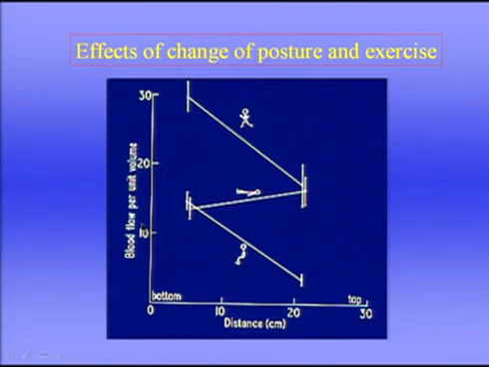Now we can easily show that this distribution of blood flow is affected by change of posture. For example, if you have a seated subject, here we've got blood flow on this axis, and we've got distance up the lung from the bottom to the top here. In a seated subject, the blood flow near the bottom of the lung greatly exceeds the blood flow near the top, as we saw. But if that subject then lies supine, the blood flows become almost the same. Okay?